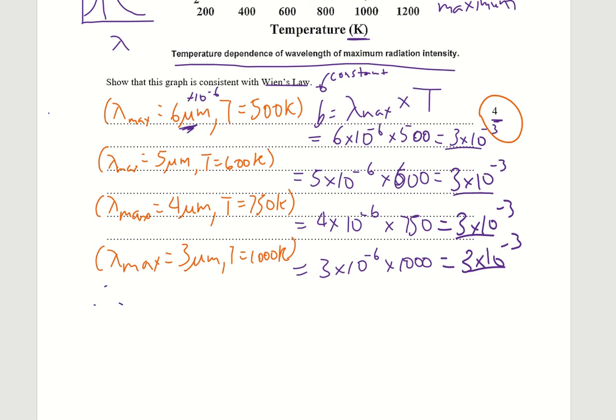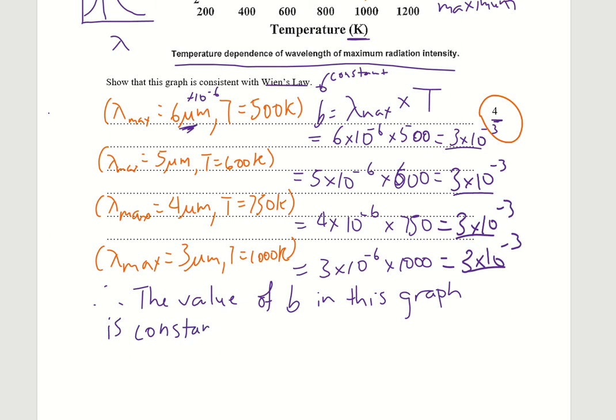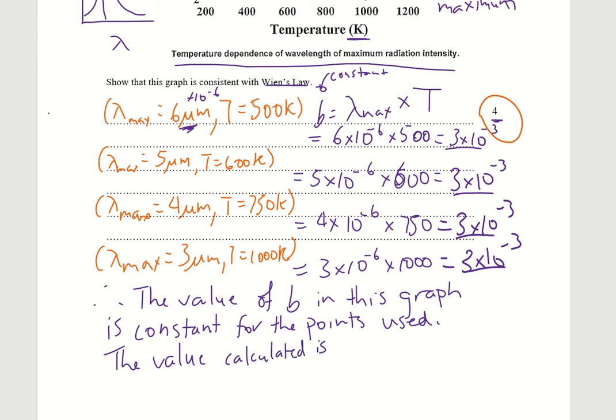So therefore, the value of b in this graph is constant for the points used. The value calculated is similar to the theoretical value of b. So this is just sort of concluding what we're saying.